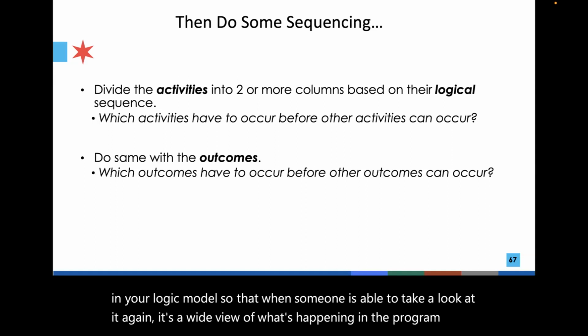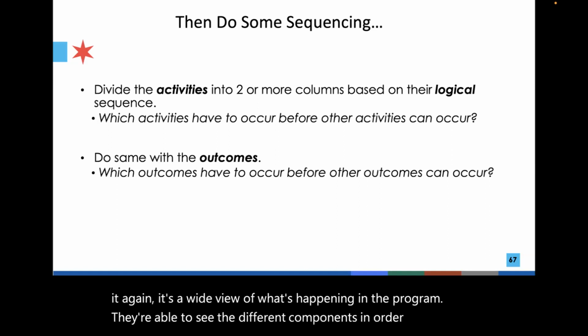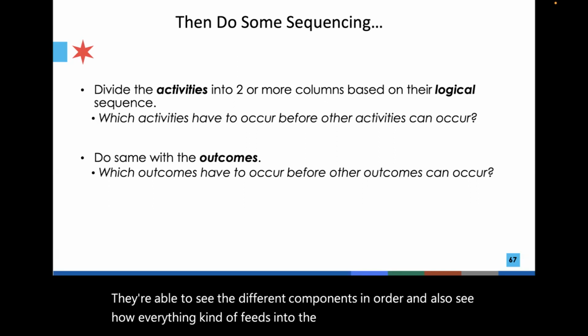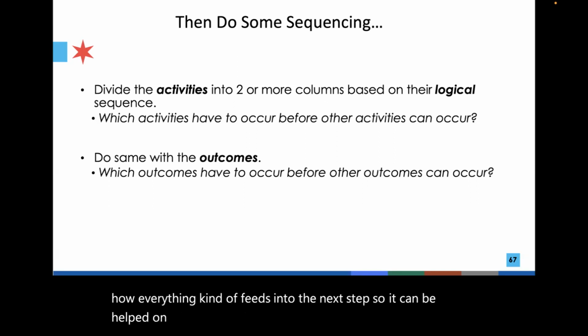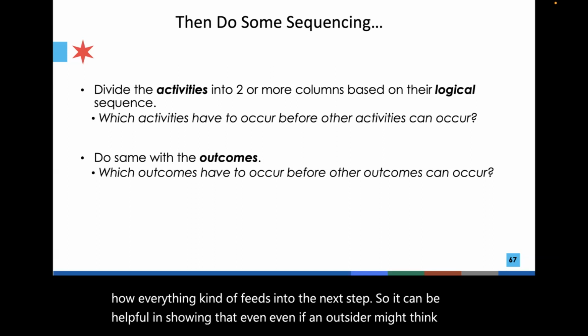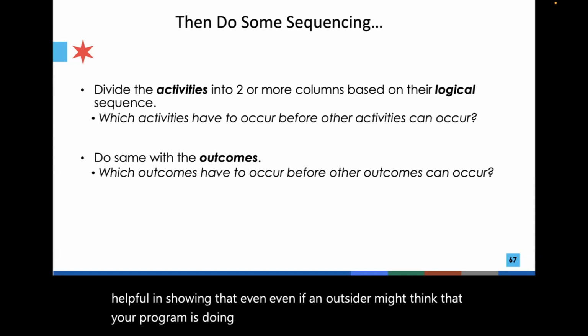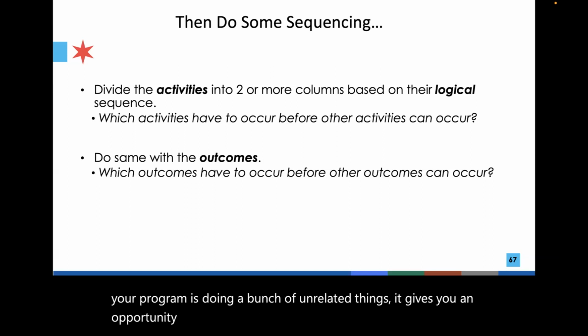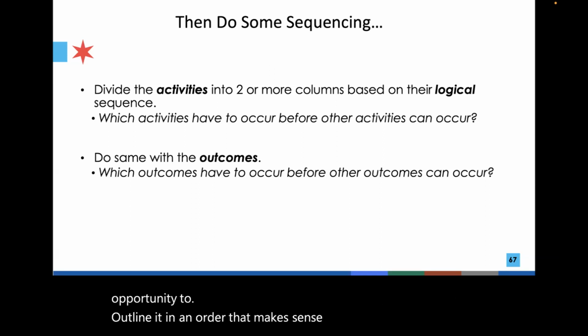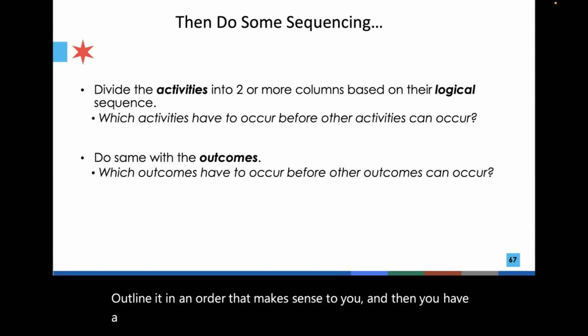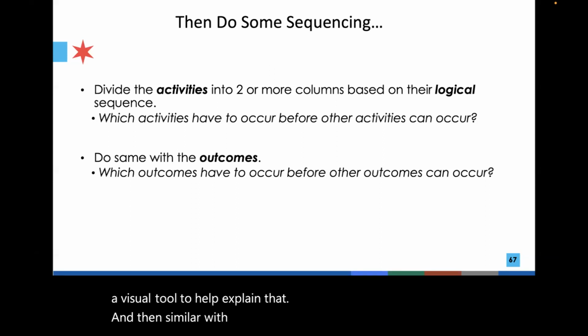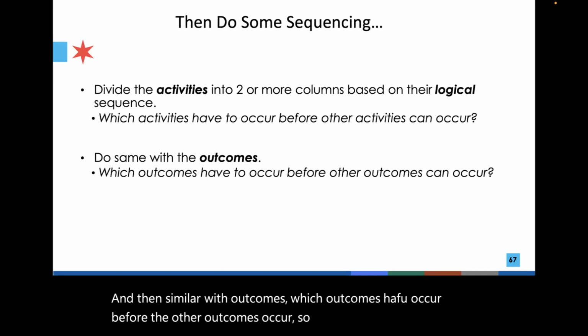They're able to see the different components in order and also see how everything kind of feeds into the next step. So it can be helpful in showing that even if an outsider might think that your program is doing a bunch of unrelated things, it gives you an opportunity to outline it in an order that makes sense to you. And then you have a visual tool to help explain that. And then similar with outcomes, which outcomes have to occur before the other outcomes occur. So again, staying with this logical order.